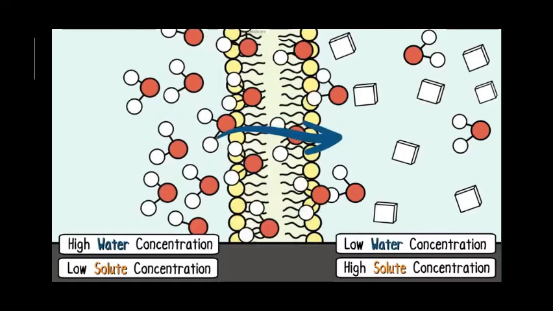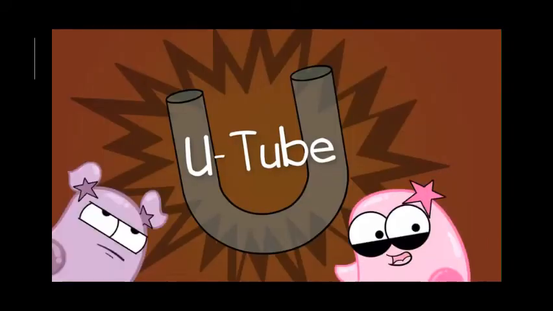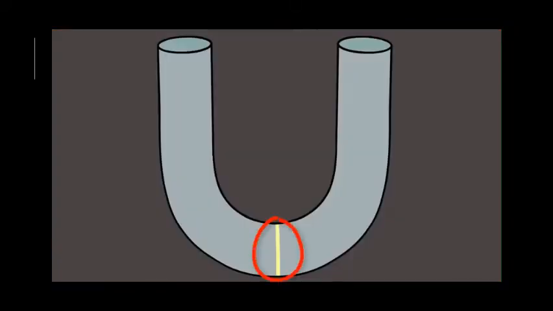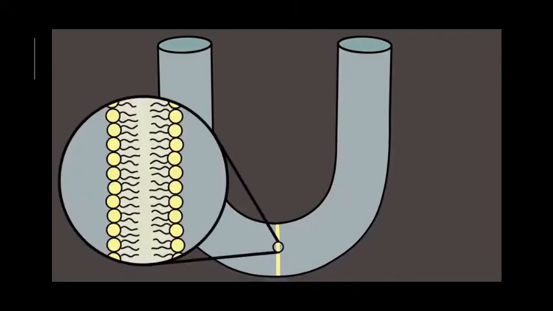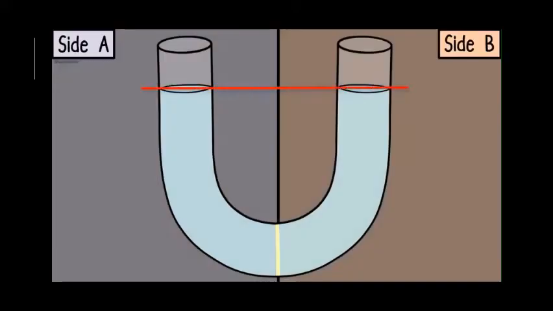So let's bring out a U-tube. U-tube, that's funny. There's a semi-permeable membrane in the middle of it. Let's assume that it is similar to a cell membrane and that water molecules can squeeze through it. The molecules are quite small, but salt can't. Right now, there's just water in this U-tube. The water levels on side A and side B are equal.